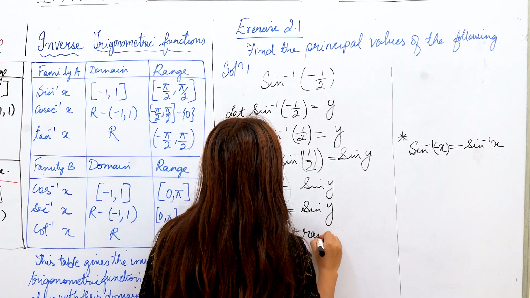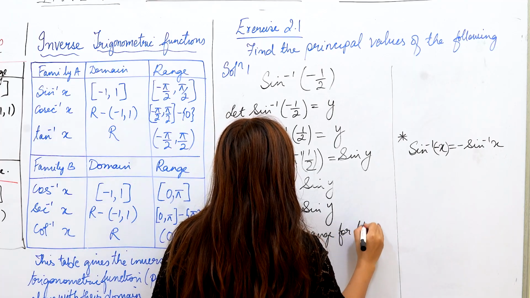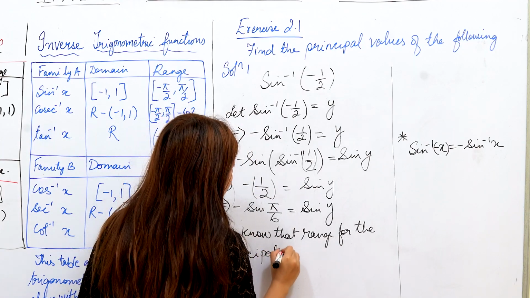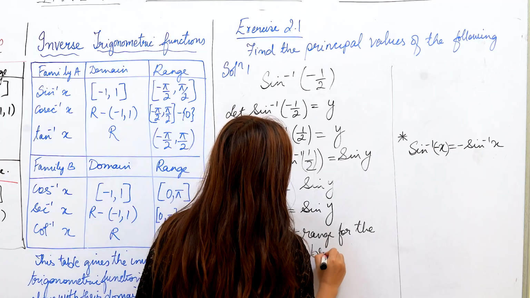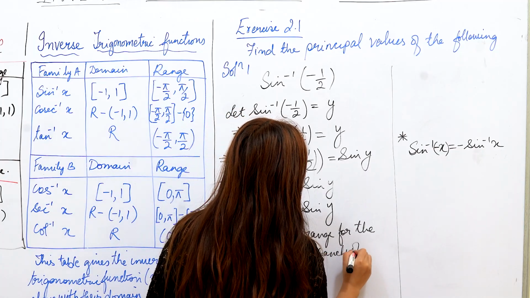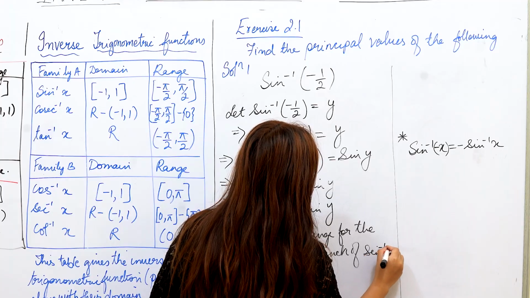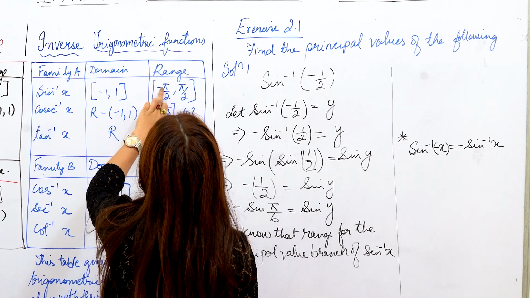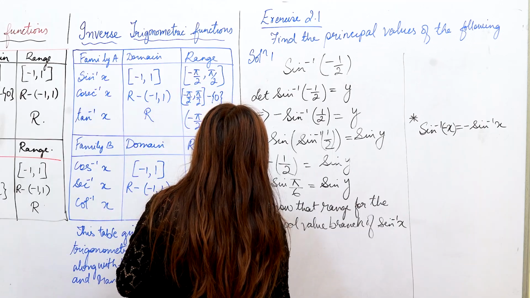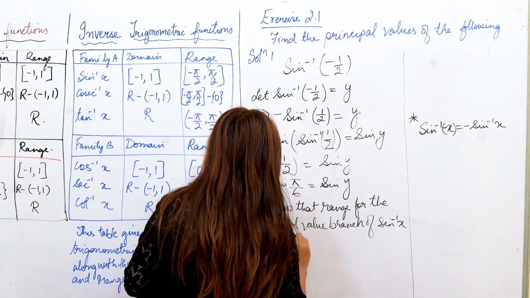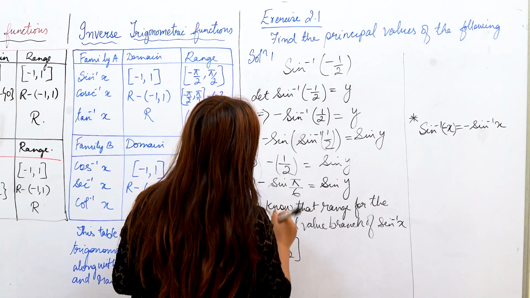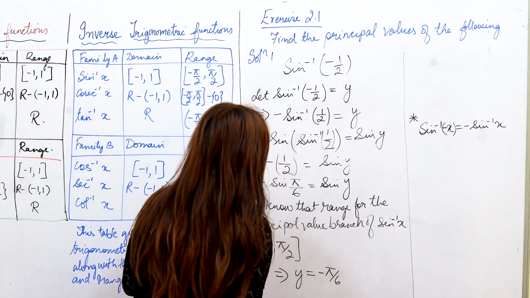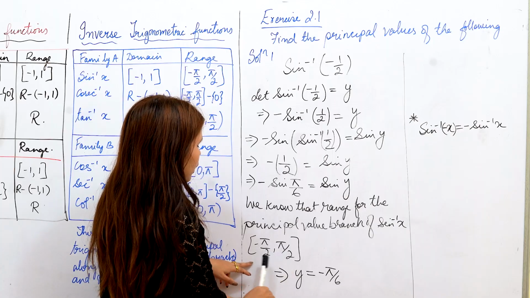We know that the range for the principal value branch of sine inverse x is from minus pi by 2 to pi by 2. This implies y is equal to minus pi by 6, and minus pi by 6 lies within the range.